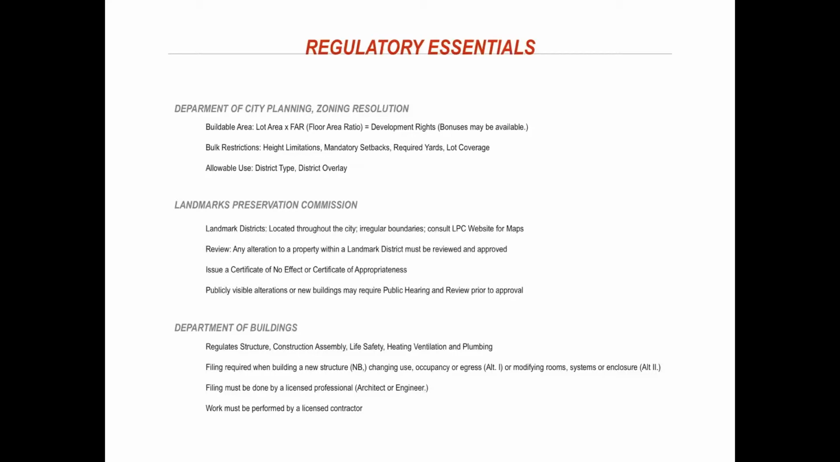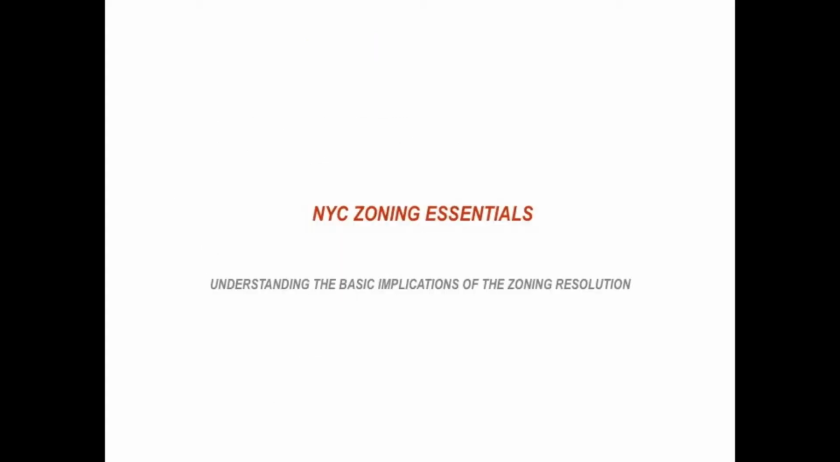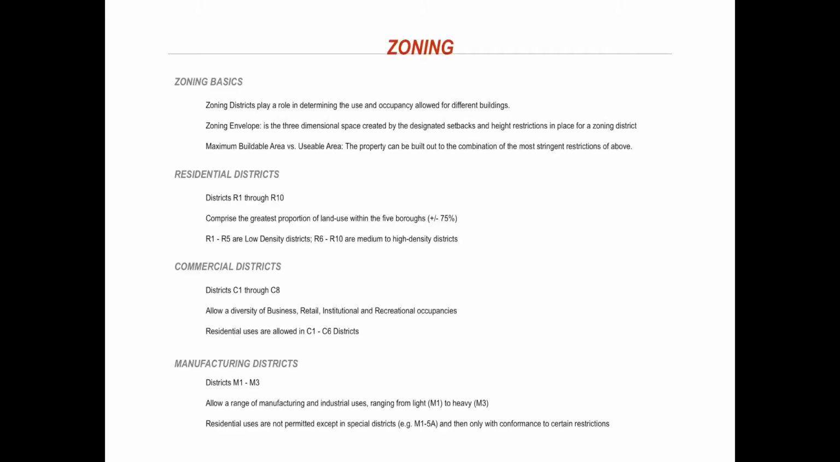Zoning essentials, in general, when you're purchasing: understanding what the resolution means. And we kind of covered some of this, zoning basics. Zoning plays a role in determining the use and occupancy you're allowed. The envelope is the three-dimensional space created by the designated setbacks and height restrictions. So it's kind of what you can build, along with the FAR. And the maximal building area versus usable area are somewhat different. The property can be built up to the combination of the most stringent restrictions.